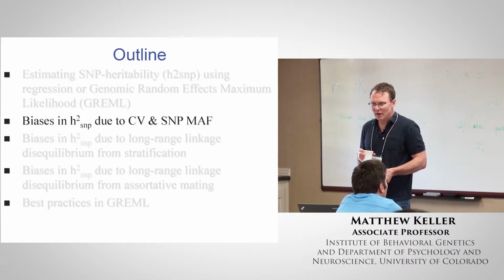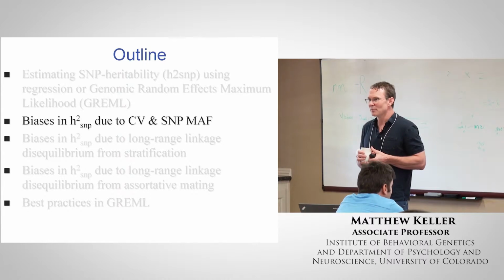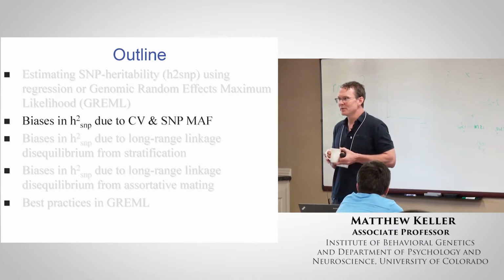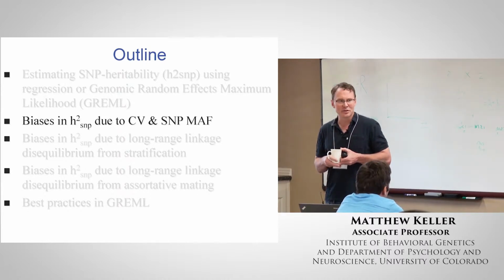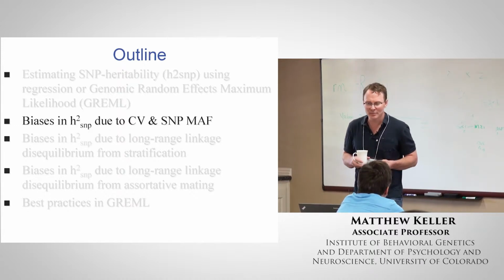Okay, so I'm going to talk now about, this is kind of a crucial point, the biases in SNP heritability due to the causal variant MAF versus the marker MAF. Typically this leads to downward biases in heritability, but there's nothing intrinsic about that. It can also lead to upward biases in SNP heritability, which I'll talk about.